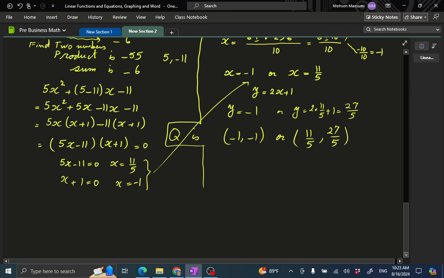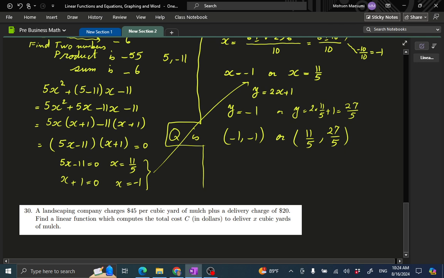Okay. Now for the next problem. The next problem is what is typically referred to as a word problem or application problem. Here it says a landscaping company charges $45 per cubic yard of mulch plus a delivery charge of $20. Find a linear function which computes the total cost C in dollars to deliver x cubic yards of mulch.